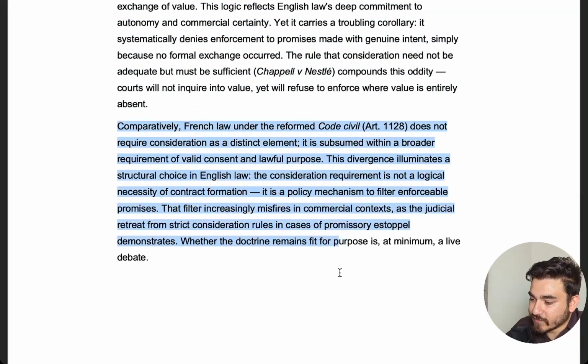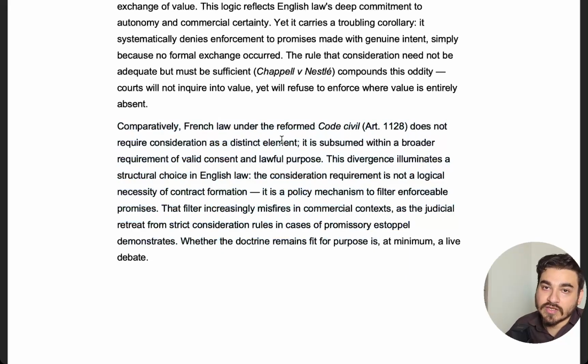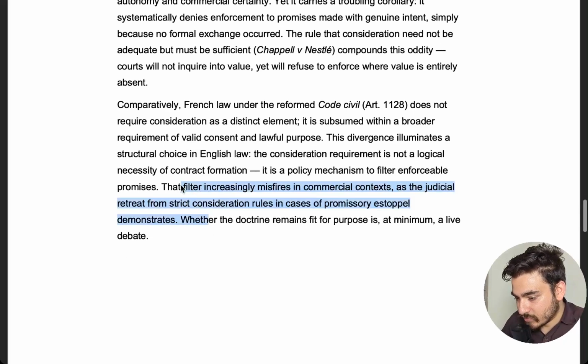French law under the Reformed Code, Civil Article 1128, does not require consideration as a distinct element. So now you're giving him a code, you're giving him a jurisdictional analysis of an area that does not even have consideration as a requirement. What better way to critically analyze the law than by giving them a jurisdiction that does not even consider consideration an important part? So that's how it's done.